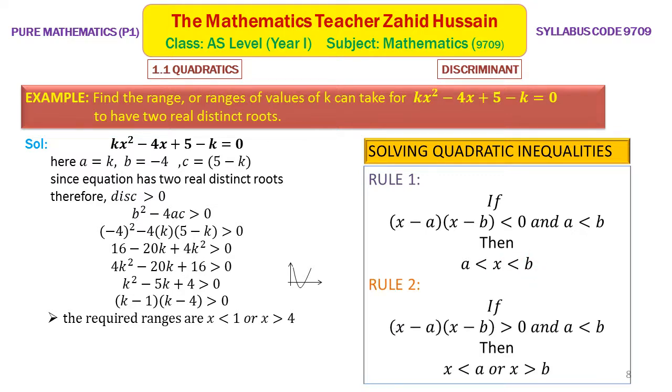And rule 2: if (x minus a)(x minus b) is greater than 0, and a is less than b. Now 1 is less than 4. Then you can write x is less than a or x is greater than b. If the sign is greater than 0 and one factor is less than the other, then x is less than the smaller one and greater than the larger one.